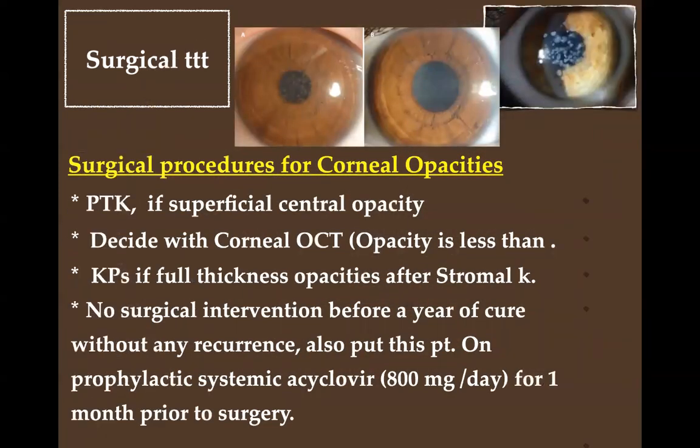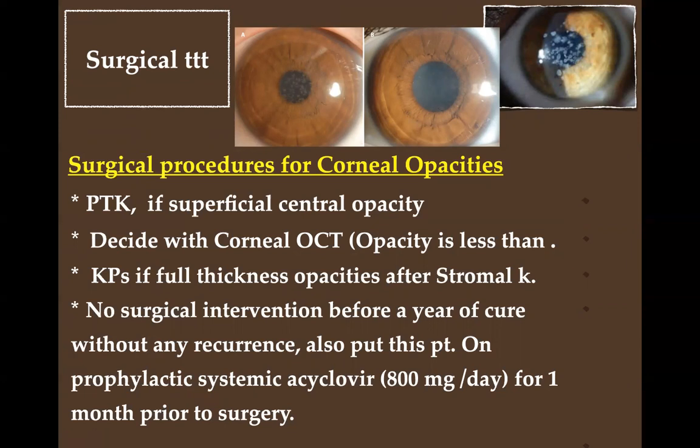The second surgical solution is for the corneal opacities left behind the disease. PTK if superficial central opacity, decide with the corneal OCT if the opacity is less than 1/3 of the corneal thickness. KP if full thickness opacities after stromal keratitis, I mean penetrating keratoplasty. No surgical intervention before a year of cure.